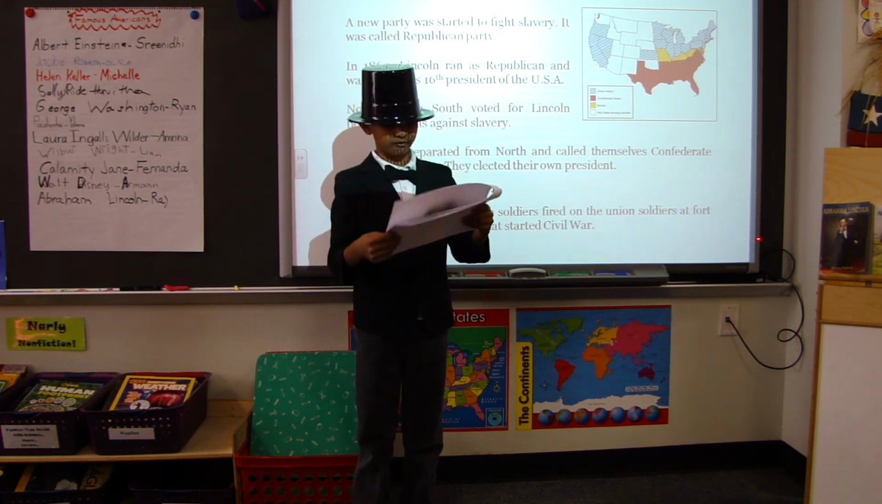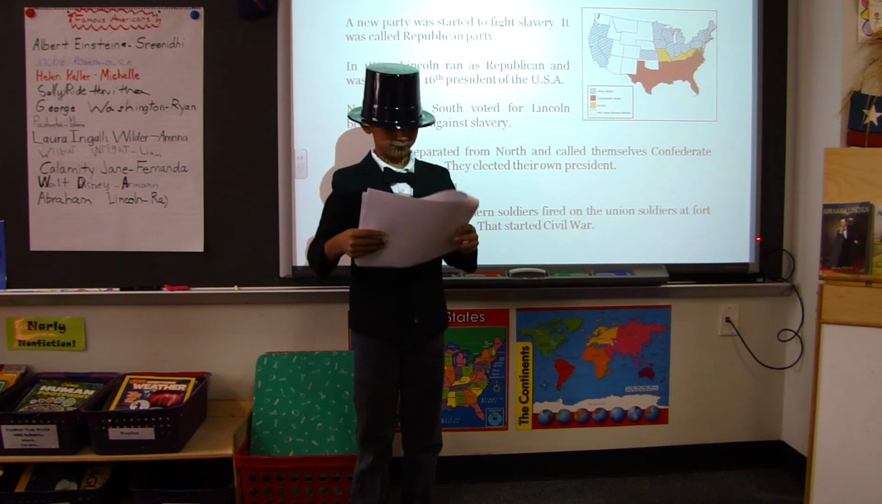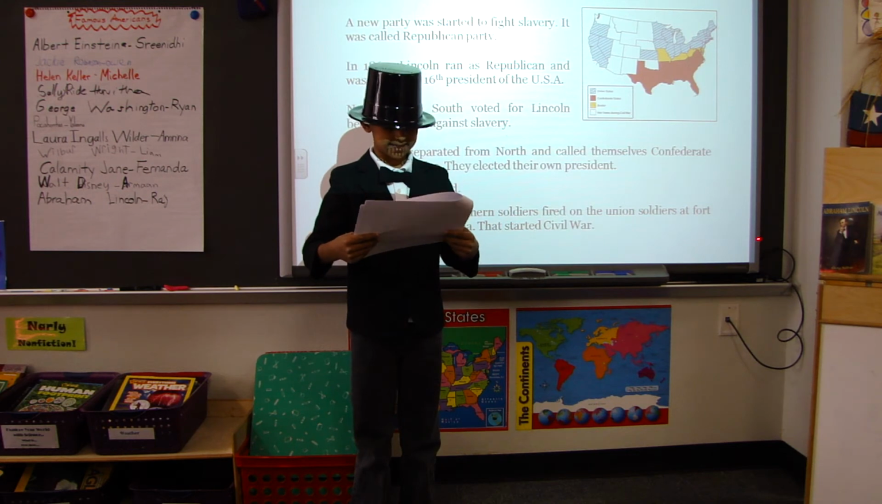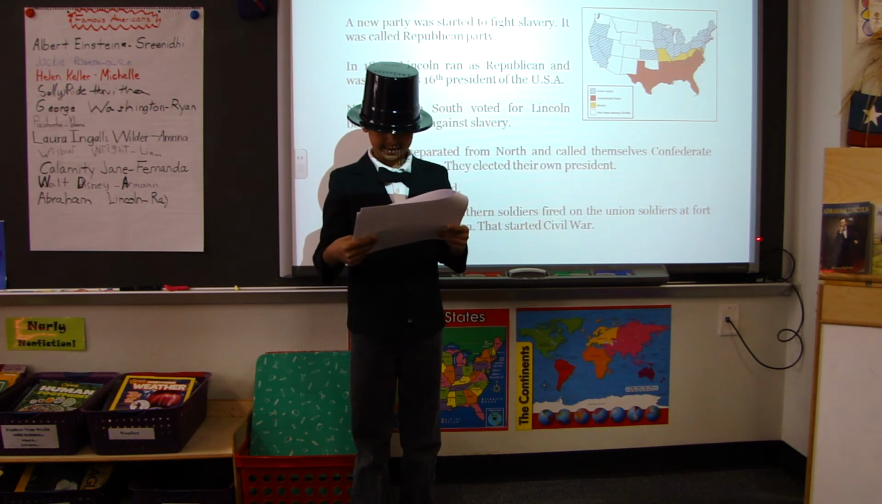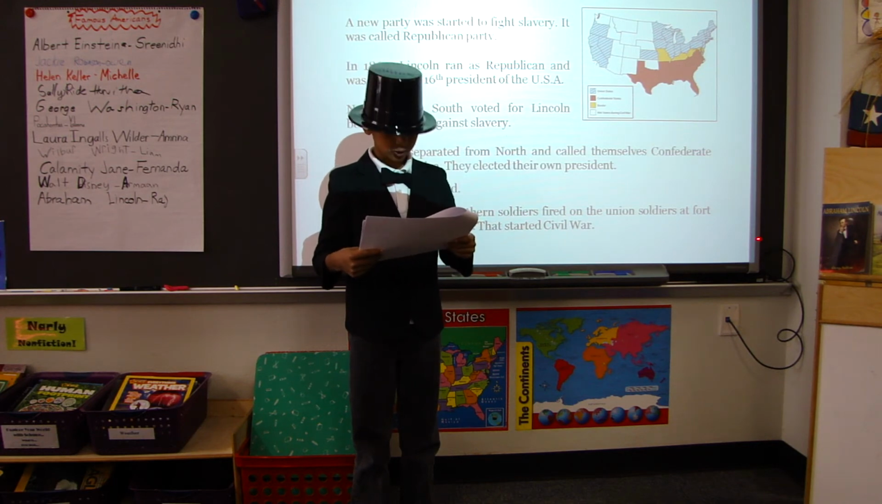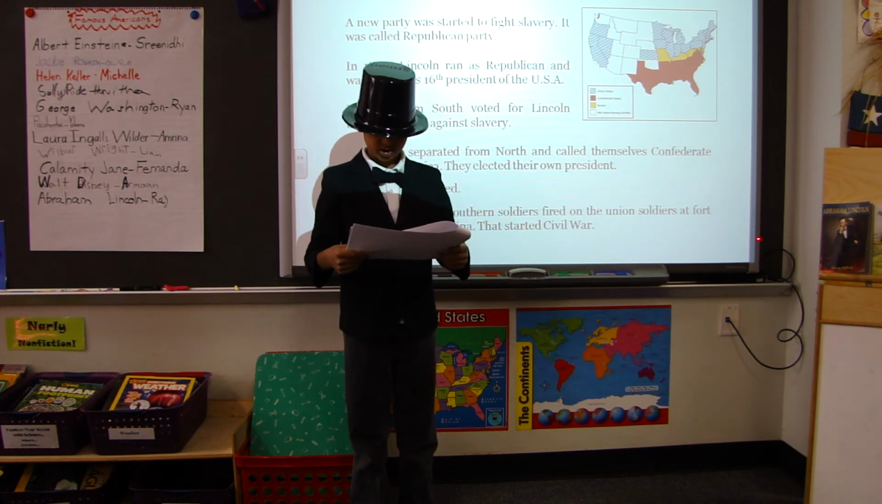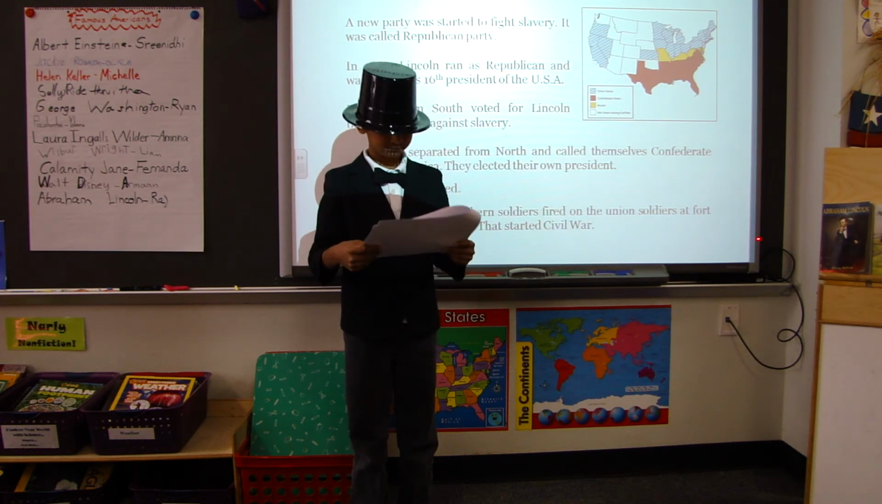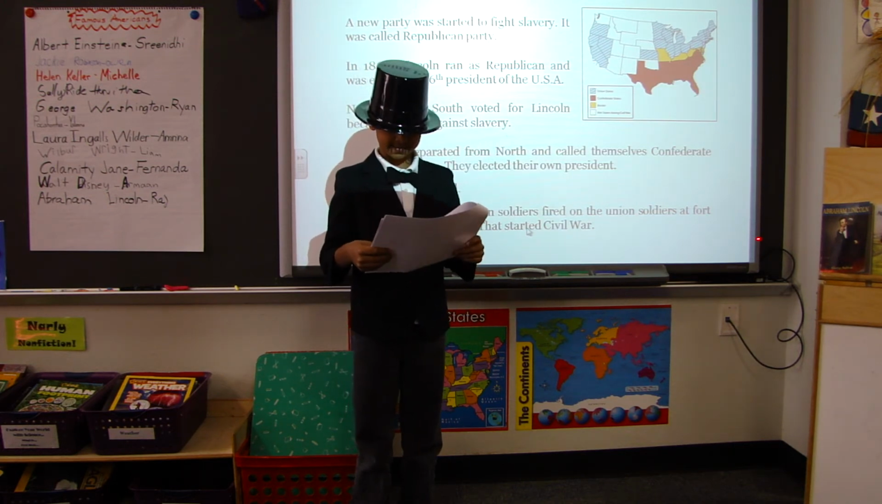No one from South voted for Lincoln because he was against slavery. 10 states separated from North and called themselves Confederate States of America. They elected their own president. America was divided. On April 12, 1861, Southern soldiers fired on the Union soldiers at Fort Sumter, South Carolina. That started the Civil War.